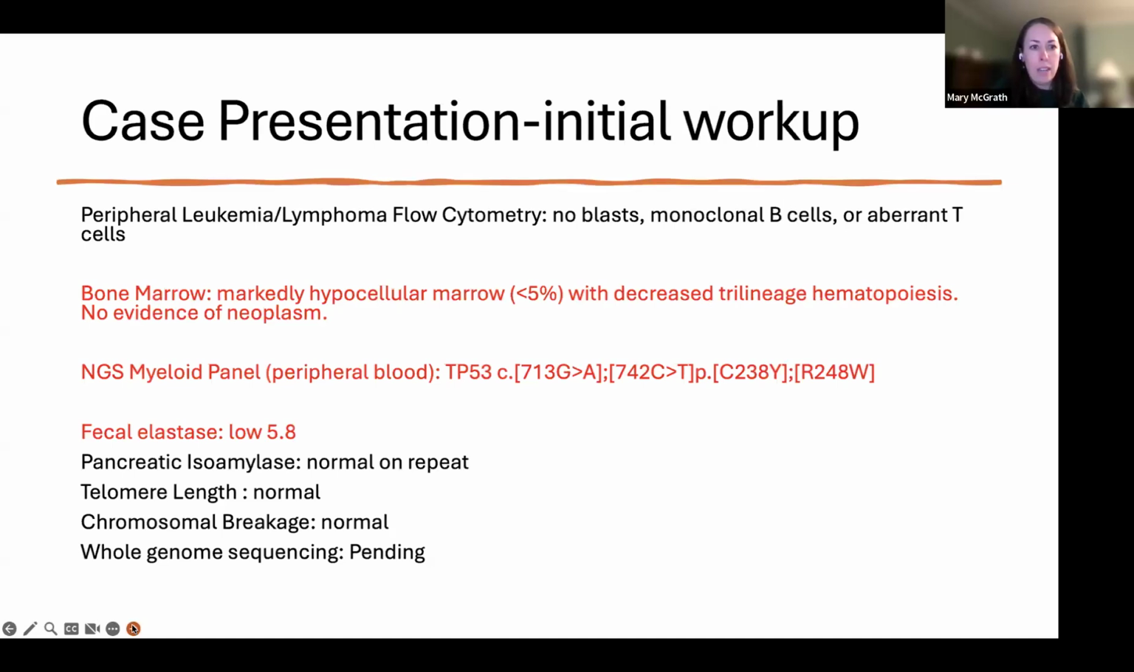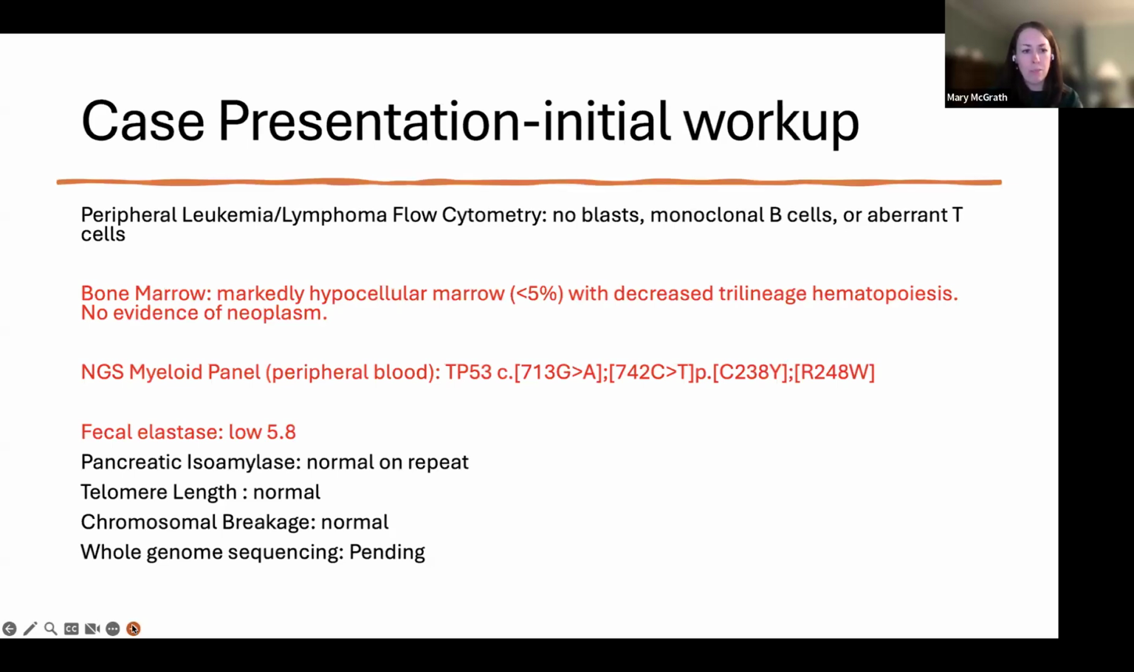We did send peripheral blood for leukemia and lymphoma flow cytometry, which came back unremarkable. She also underwent a bone marrow biopsy, which was pertinent for markedly hypocellular marrow at less than 5%, with decreased trilineage hematopoiesis and no evidence of neoplasm or dysplasia. And then just recently, her NGS myeloid panel also resulted with 2 TP53 variants as well.